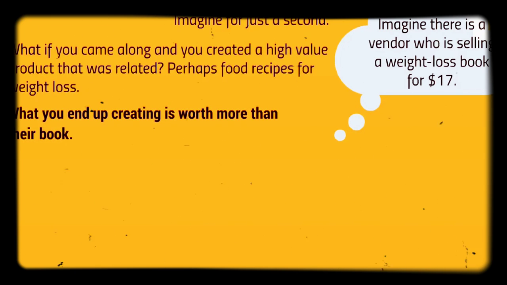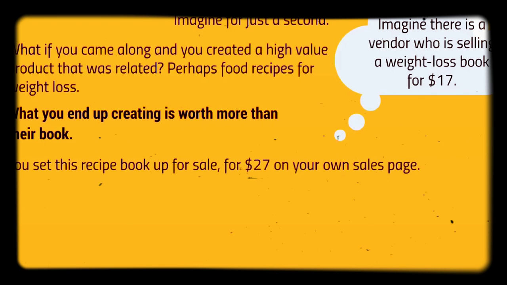And let's say you do that. And what you end up with is you create a book or a video that is worth more than their book. So in this case, you can set the recipe book up for sale on an actual sales page for $27. Somebody is selling a $17 book or something lower. Basically, what you want to do is make sure that your high value product is either double or a little bit more money than what they are selling. And the reason being is because it's going to get the vendor to more likely say yes.